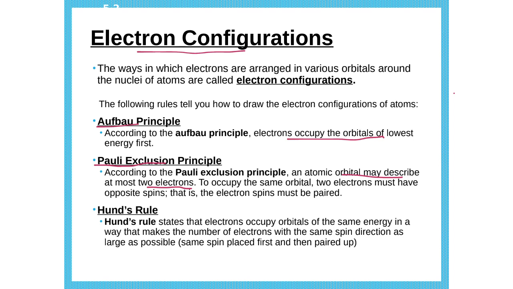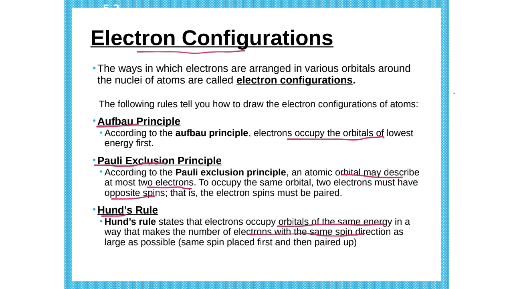Okay, so you can only put 2 electrons in these little orbitals, and they must have opposite spins. We know that electrons do spin around, and we indicate that when we draw these little diagrams. And then we have Hund's rule. Hund's rule says that electrons that occupy orbitals of the same energy have to be arranged in a way that makes the number of electrons with the same spin direction as large as possible.